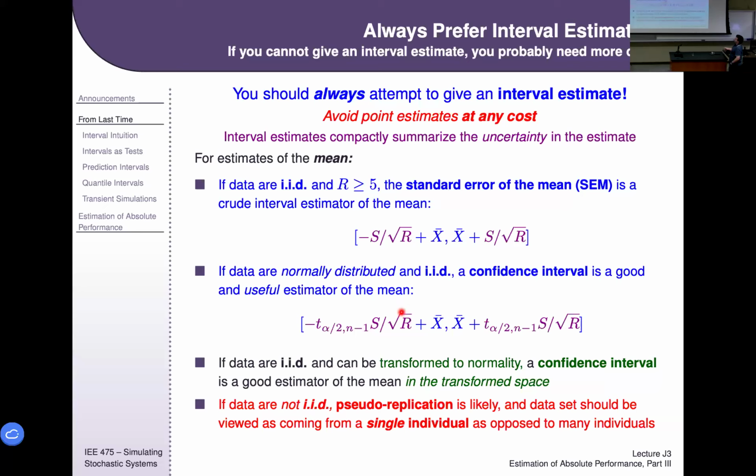But in most cases, if you're going across replications, it'll be safe to use this confidence interval, and I'll expect you to use that confidence interval. So how is that a useful confidence interval?